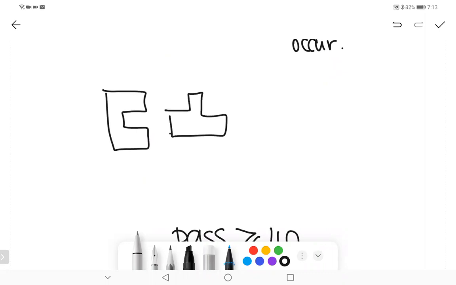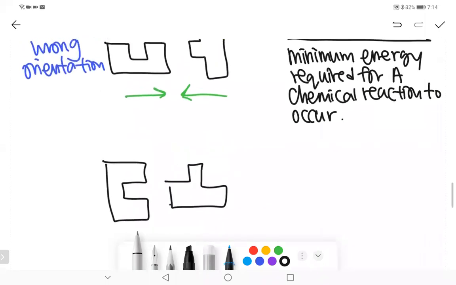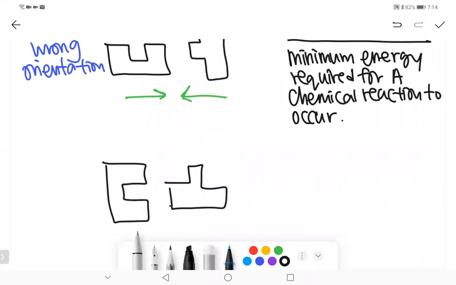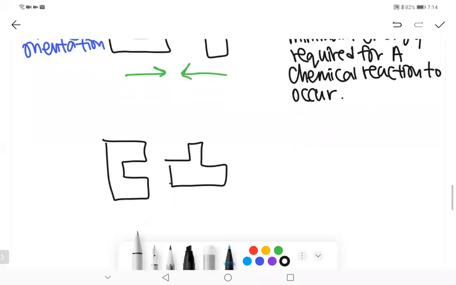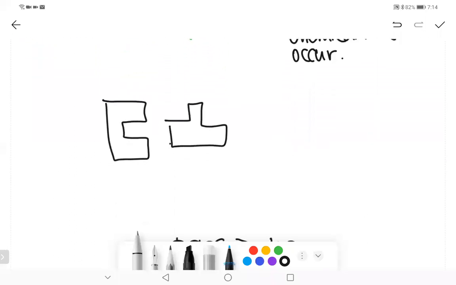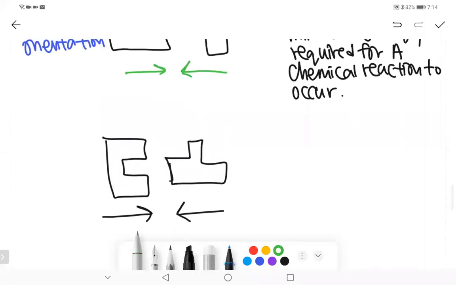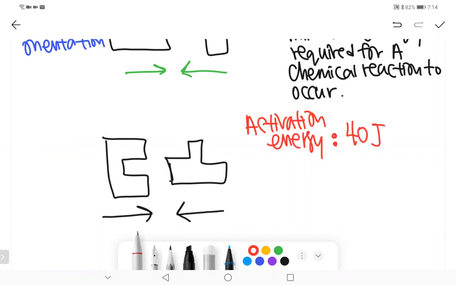Okay, so I want you all to assume the activation energy is just like the passing mark. Let's say if these two particles collide in this way, and then they have the energy now. Just assume our activation energy is 40 joule, just like the passing mark.